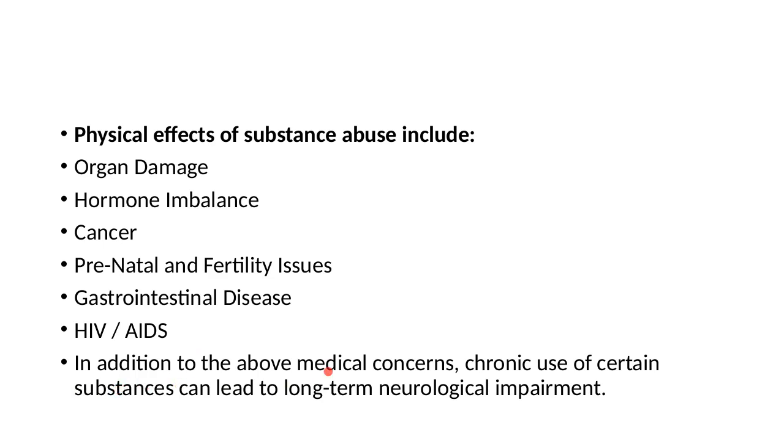Then, in addition to the above medical concerns, chronic use of certain substances can lead to long-term neurological impairment. Once your brain, together with the neurons or the nervous system, has been affected, definitely you live a very uncomfortable life. Because, for example, if the nerves supplying the hands are affected, your hands will not function properly.